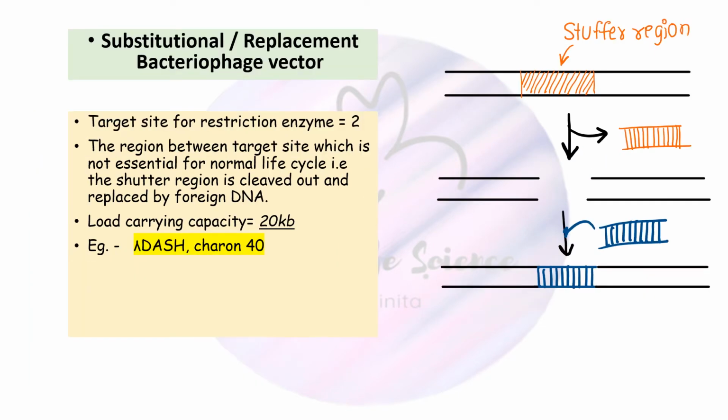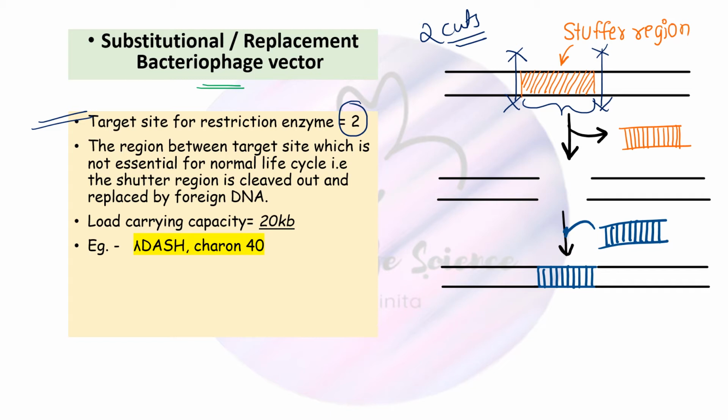Now moving to the second type, that is the substitutional or replacement bacteriophage vector. As the name suggests, in replacement bacteriophage vector we are replacing a segment of the fragment with the foreign DNA. In this case there are two target sites for the restriction enzyme, which means there are going to be two cuts. Two cuts will lead to the removal of a particular fragment.